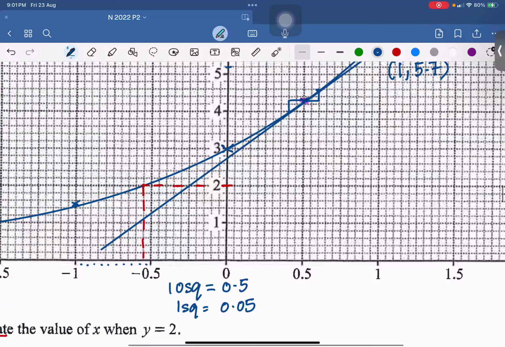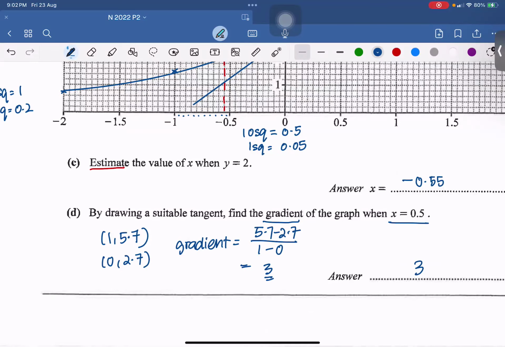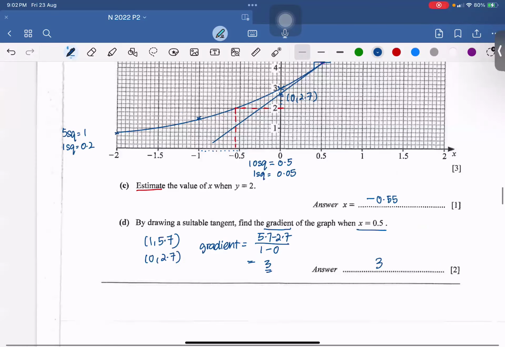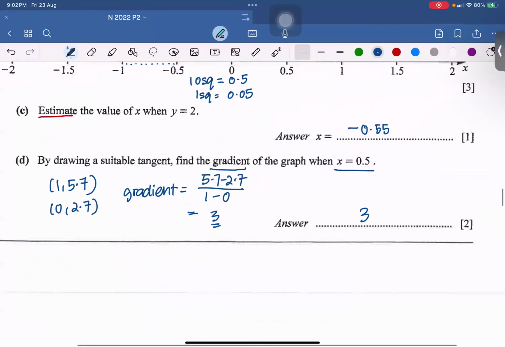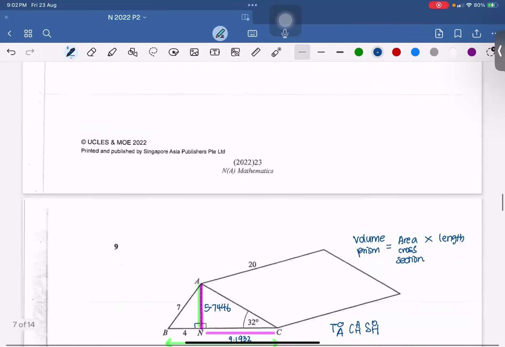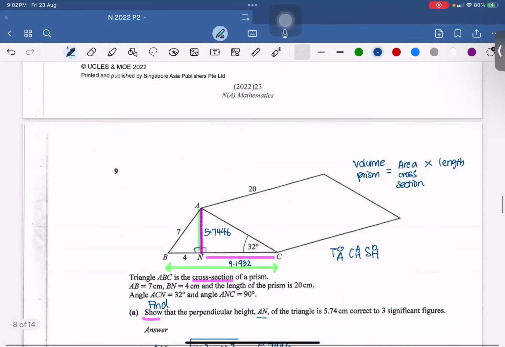Then gradient, y2 minus y1 over x2 minus x1. Answer, oh, my answer is 3. Whether it is correct or not, no idea, but this is my gradient. Y'all can try and see what the answer is. Okay? This part should be okay, right? Oh, yes, then we are done.